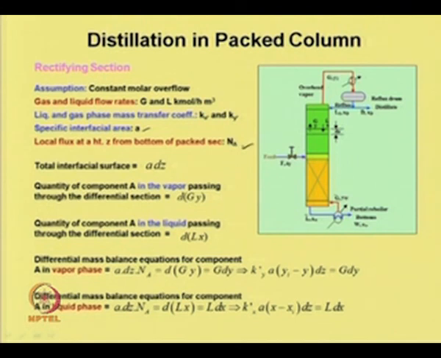Now, total interfacial surface would be a dz. So, we have taken a differential section of thickness dz. So, the total interfacial surface would be interfacial area a into dz, and the vapor component which is passing through this differential section would be d(Gy). Similarly, the liquid which is passing through this differential section would be d(Lx).